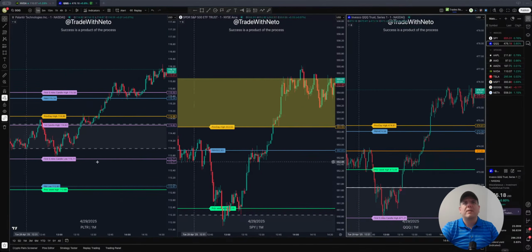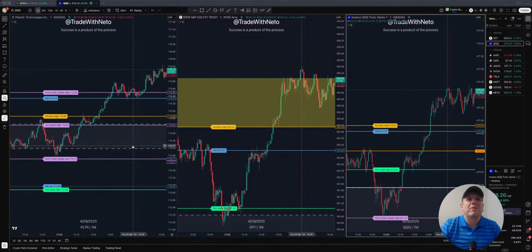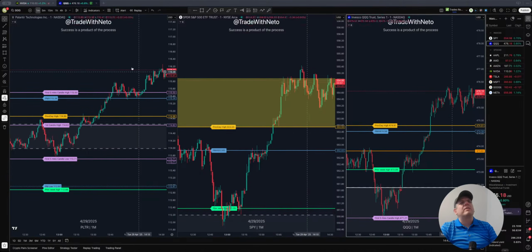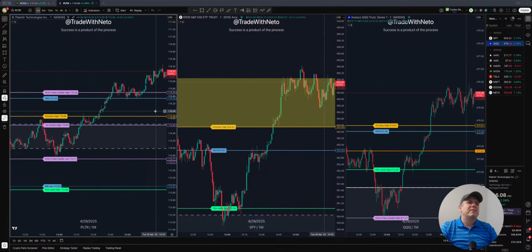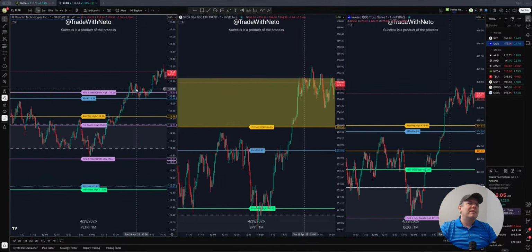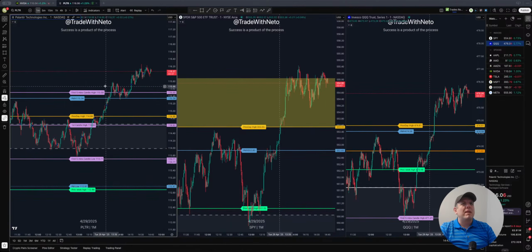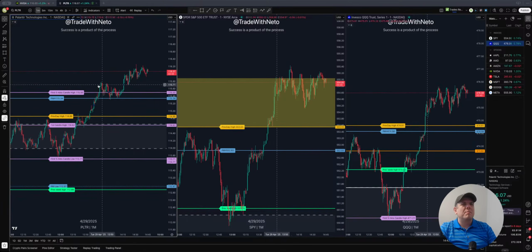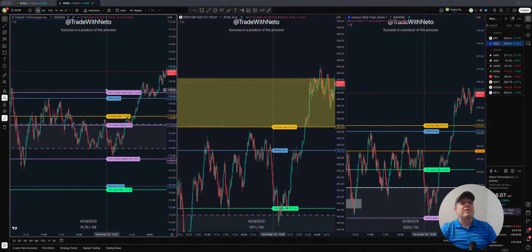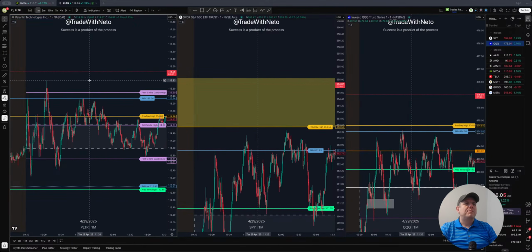However, what was happening with the indices here? Well, they were still at the high of the day. I wouldn't take a trade right here, right? Indices were at the high of the day. This is not a clear break with momentum or impulsive. So I wouldn't take a trade today on Palantir.